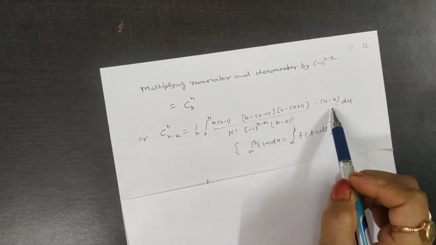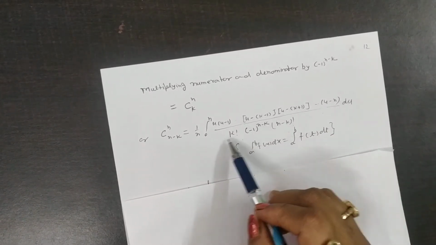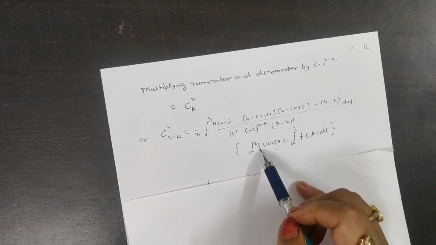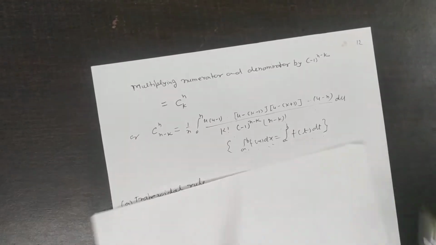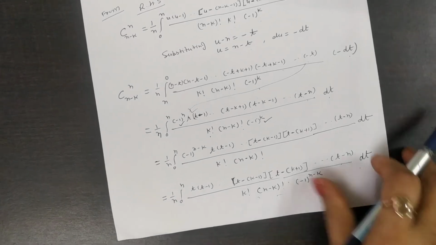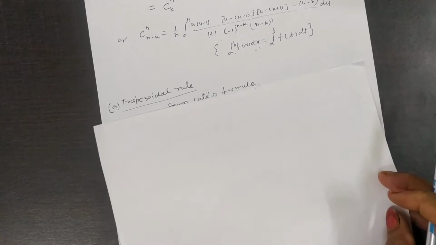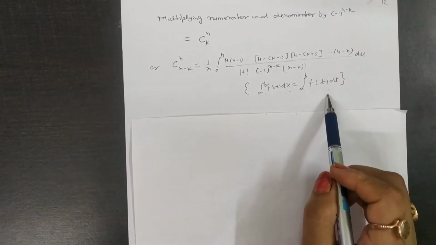Here we use the property: in place of t we substitute a to b. We use the property that the integral from a to b of f of x dx equals the integral from a to b of f of t dt, because here the integral is in t. So it changes, and by using the definite integral property, this is du. Yes, clear?